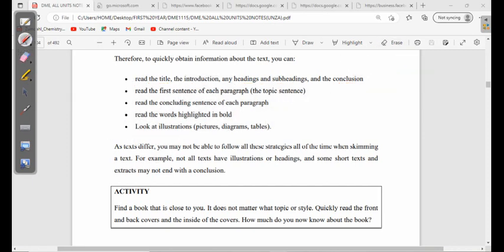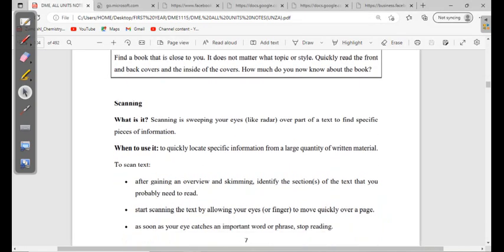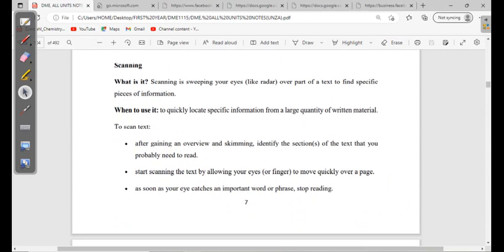As texts differ, you may not be able to follow all the things that we've talked about. So as an activity, you can try to find a book and try to skim read. That is to read very fast, look at each paragraph, read the first sentence and the last sentence, and also make sure that you read subheadings. So that is skimming, used when you want to find out if you are going to read a book or not, or if a book is going to interest you, or when you are looking for some specific information.